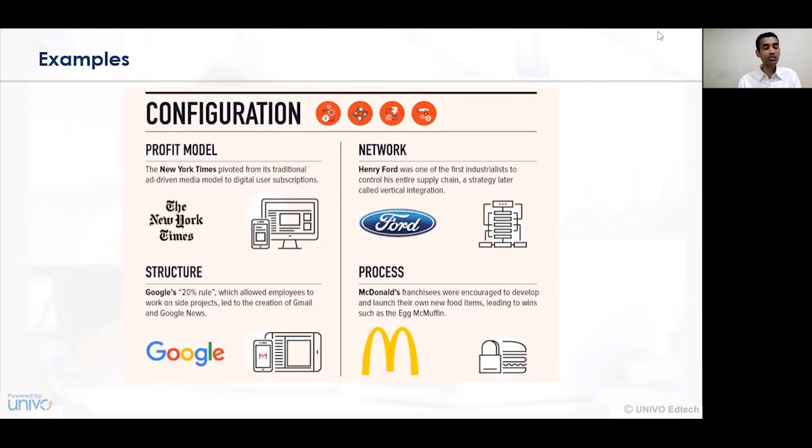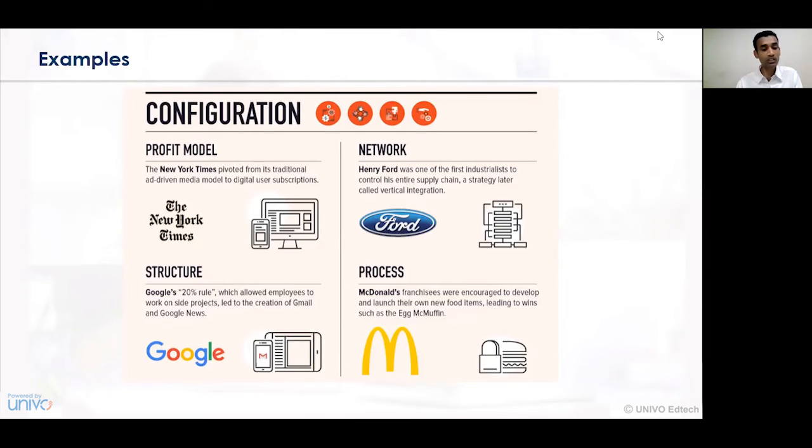Now let's take an example of a service operations innovation. The example of a configuration that can be applied with respect to the innovation wheel is, number one, either a profit model, a network model, a structure, or a process. Now let's first understand what we mean by a profit model.